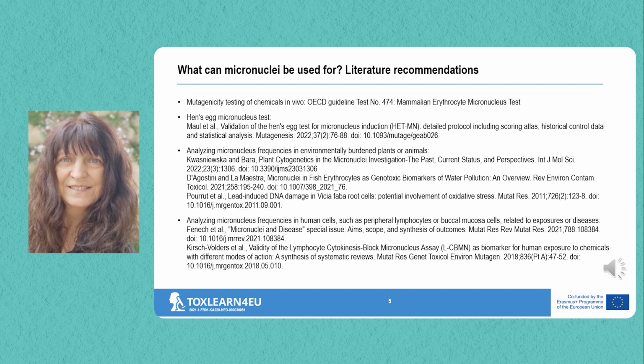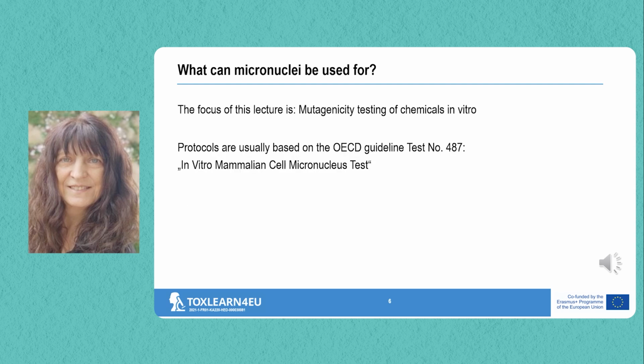Here you can find some literature recommendations that will show the diverse application options for the micronucleus endpoint. These literature recommendations are not mandatory for answering the questions that I will pose later. Instead, they're thought to help people along who want to use some of the variations of micronuclei that were listed in the previous slide. As I said, the focus of this lecture is mutagenicity testing of chemicals in vitro, and the protocols used for that are usually based on the OECD guideline test number 487, in vitro mammalian cell micronucleus test.